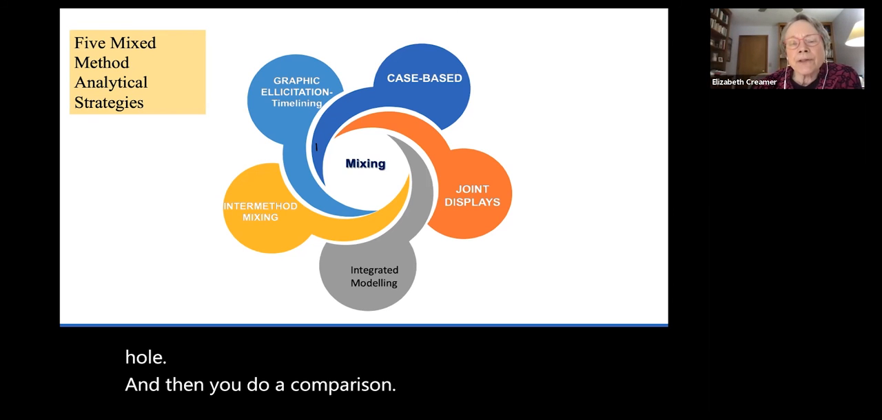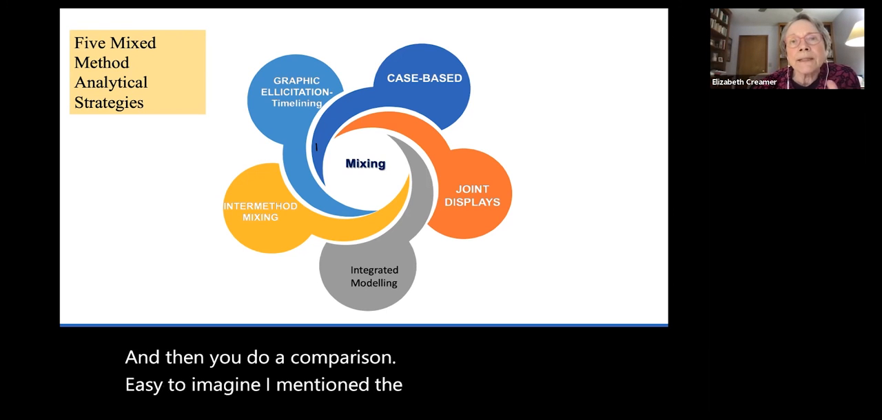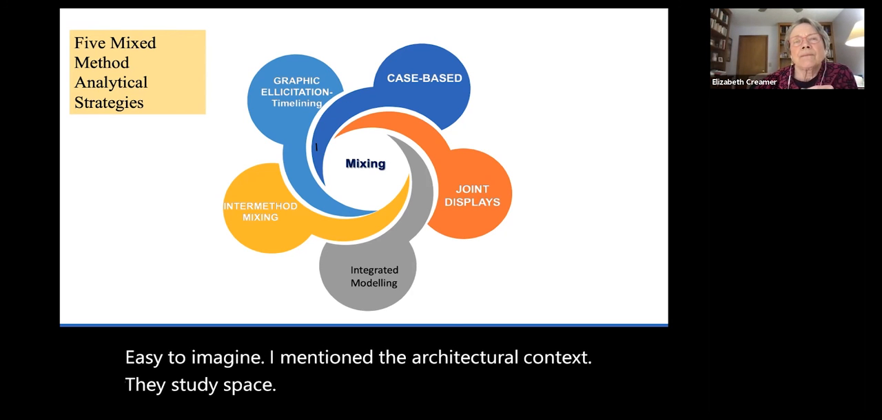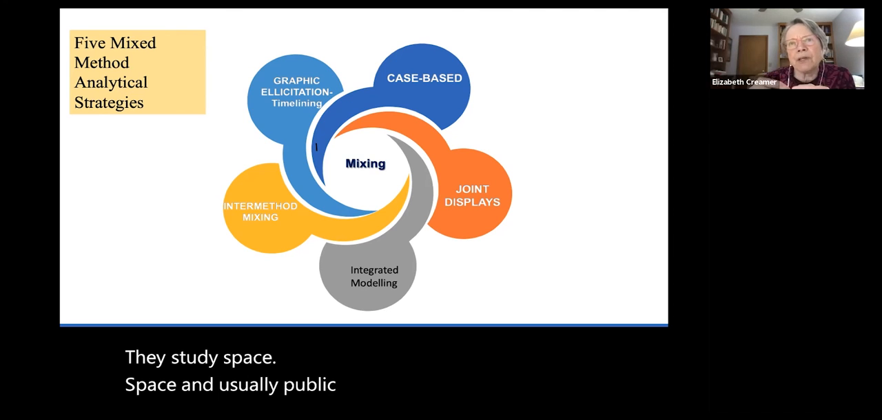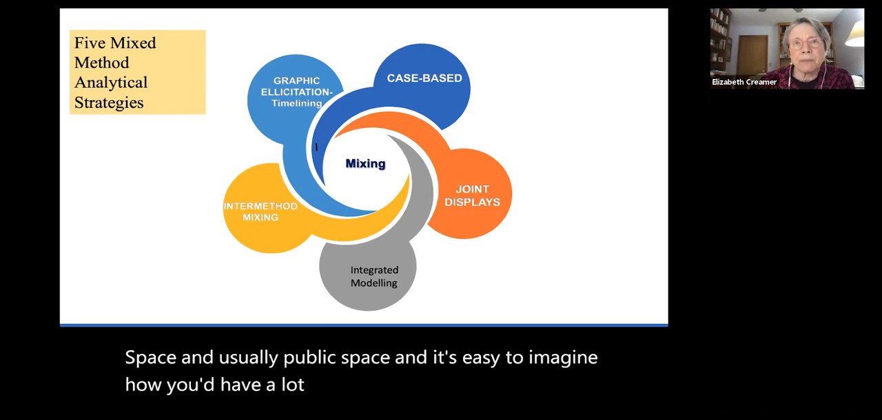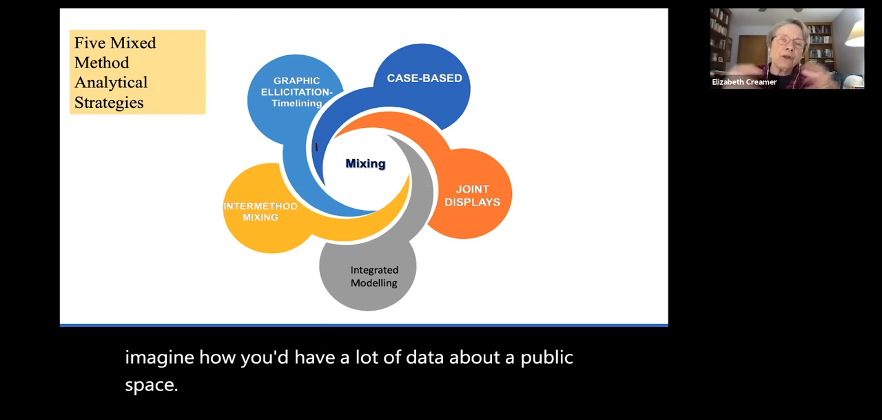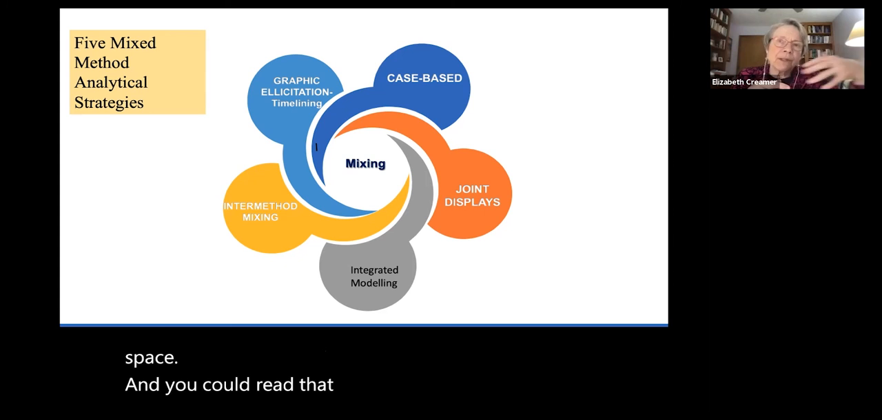Easy to imagine, I mentioned the architectural context. They study space, and usually public space. And it's easy to imagine how you'd have a lot of data about a public space. And you could weave that together to compare the different spaces.